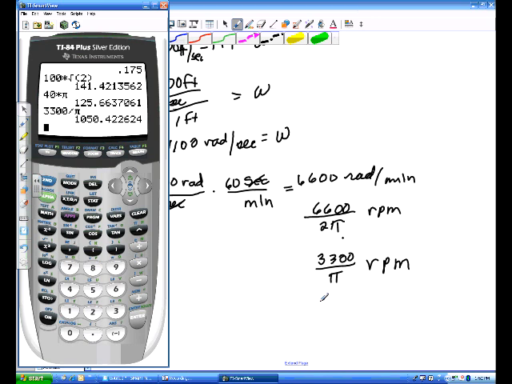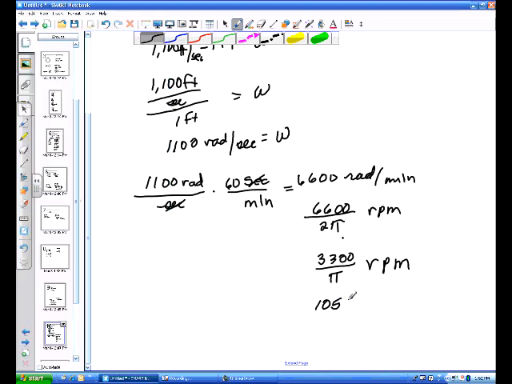And so that's approximately 1,050 RPMs. So those things are turning very quickly. That's how many RPMs there would be as we went through.